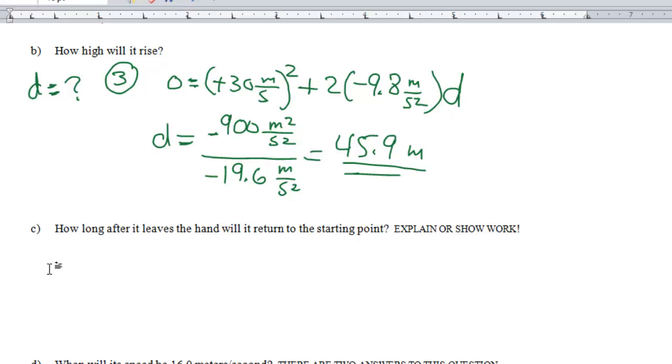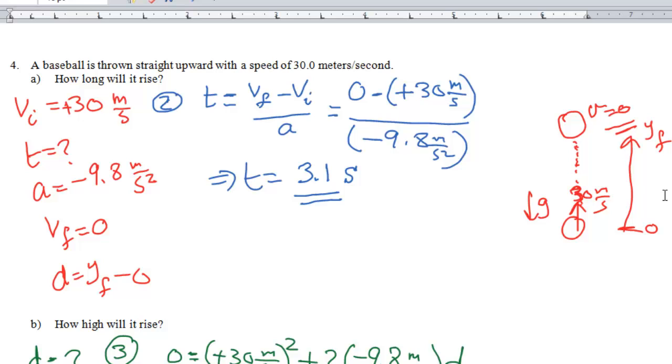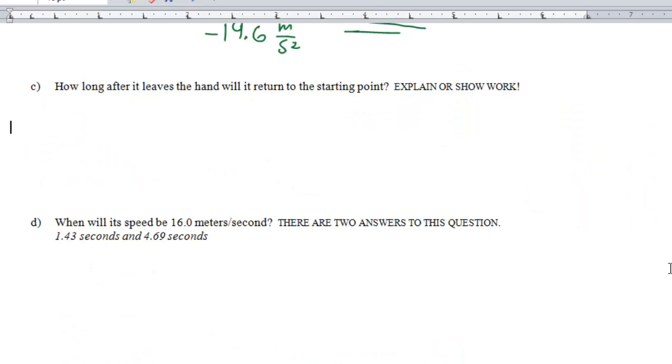Okay, in question C, it asks how long after it leaves the hand will it return to the starting point. Here you might conclude that since it took 3.1 seconds from the previous problem to go up, and if we assume the air resistance is negligible, you can also predict that it will take 3.1 seconds to go down. But let's go ahead and prove it through the calculations. So the question is, how long after it leaves the hand will it return back to the starting point? So this is the starting position, throwing the ball upward.